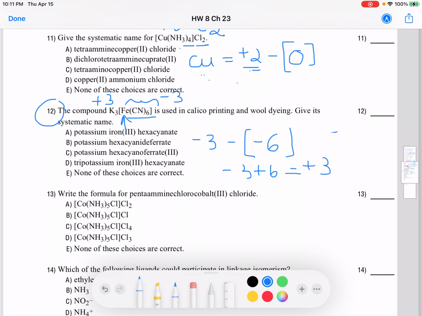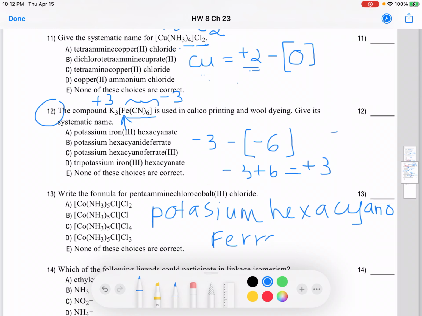So the name is going to be potassium, and then this is an anion, so it would end in -ate. There are 6 cyano groups, so it would be hexacyano. And since it's iron, that would go as ferrate, and then the oxidation number 3. Potassium hexacyanoferrate(III). Yes, that's going to be the answer.